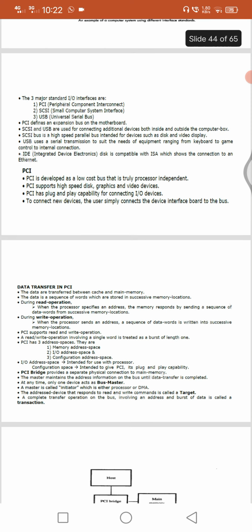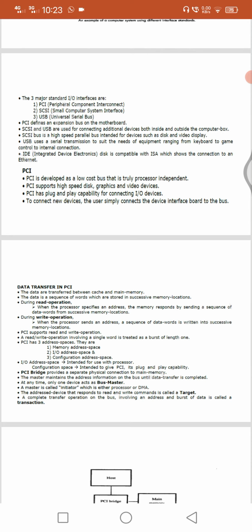How do we transfer data in PCI? The data are transferred between cache and main memory. So with the help of PCI, we transfer the data between cache and main memory. It is very low cost, with low memory capability. The data is a sequence of words which are stored in successive memory locations.